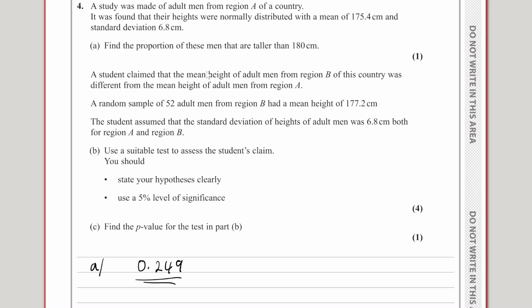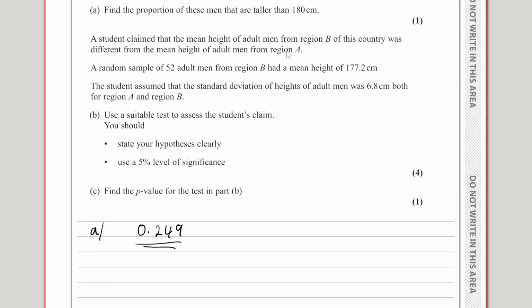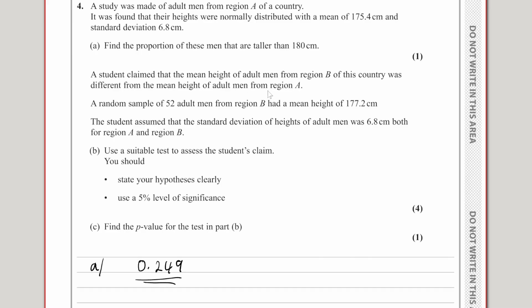A student claimed that the mean height of adult men from region B was different to the mean height from region A. A random sample of 52 men from region B had a mean height of 177.2. The student assumed the standard deviation was the same for both A and B. Using a suitable test, assess the student's claim, state your hypothesis clearly, use a 5% level of significance.